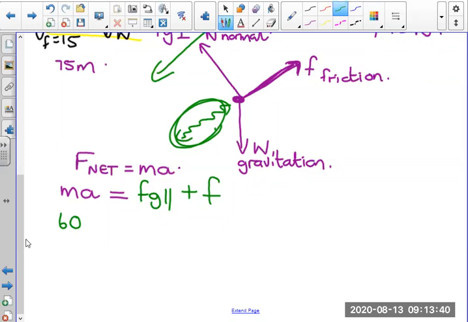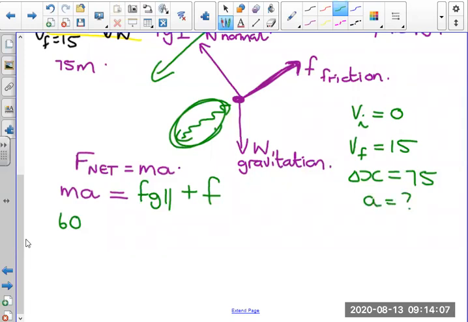Now, when we work with the equations of motion, we have the initial velocity, that is 0. We have the final velocity, which is 15. And we have delta x, which is the distance or the length of the slope, which is 75 meters. Now you go to your information sheet and look at the equations of motion to work out acceleration, because I cannot work the sum out if I don't have the acceleration at this stage.